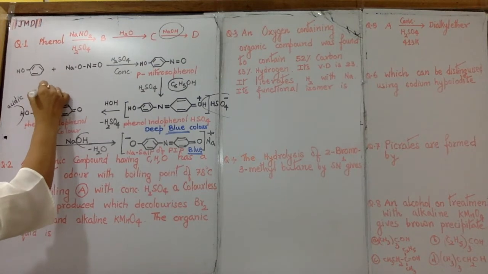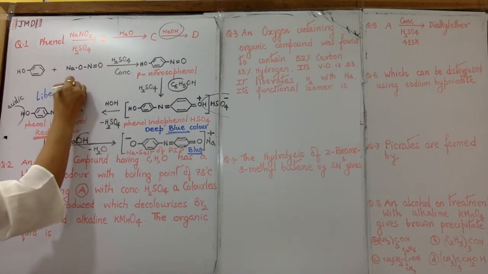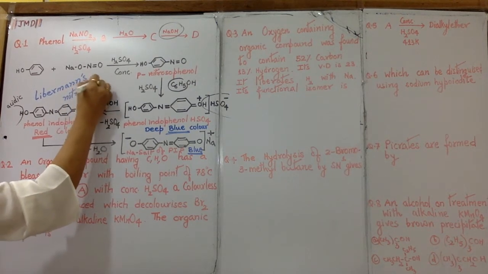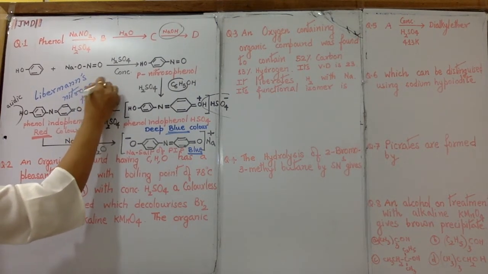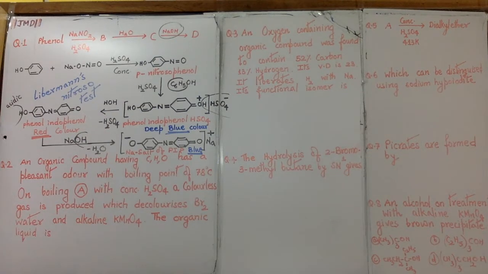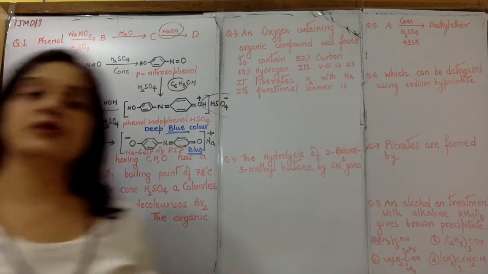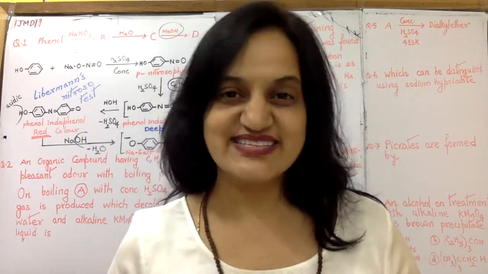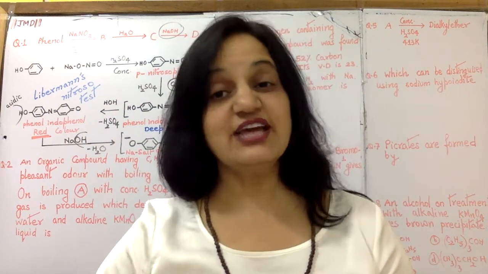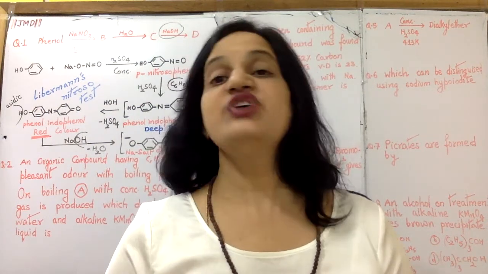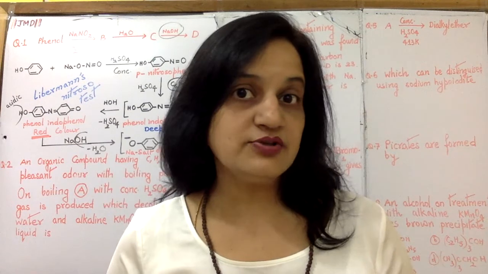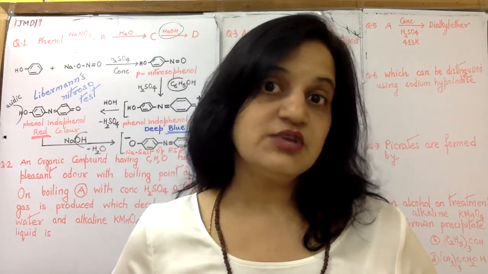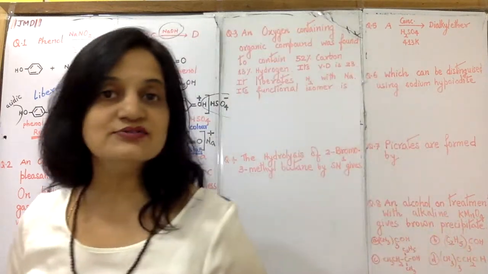This is Liebermann's nitroso reaction, Liebermann's nitroso test, which is used to detect phenol. The change in color from blue to red to blue can be given only by phenols. So it is one of the detection tests to check whether the organic compound given to you in the laboratory is phenol or not. Also, we can use this to distinguish phenol from other organic compounds.